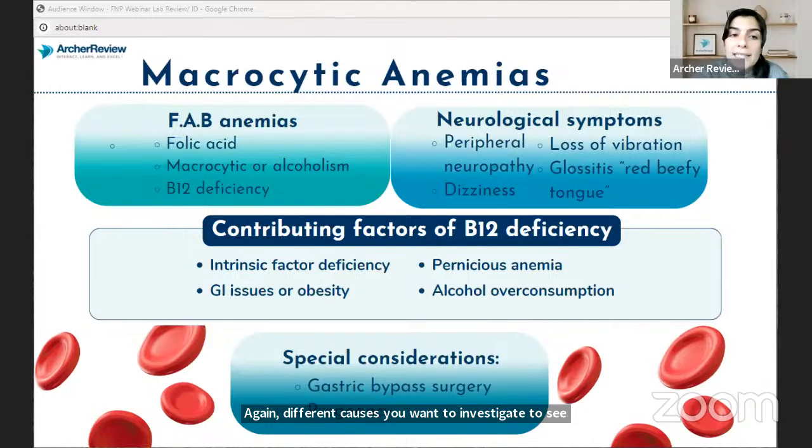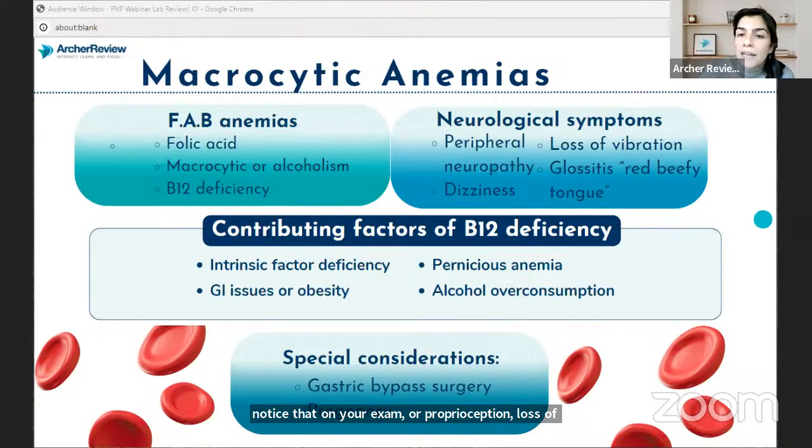Could be folic acid, could be due to excessive alcohol consumption, a B12 deficiency. You want to ask your questions, because they're going to have a lot of neurological symptoms. One thing that might come up on the boards is a patient complaining of peripheral neuropathy. You definitely want to make sure you're checking that B12 and it's not coming from a B12 deficiency. There's also that red beefy tongue, which is pretty classic. Loss of vibration or proprioception, if you notice that on your physical exam of your patient, you're going to see some neurological symptoms.